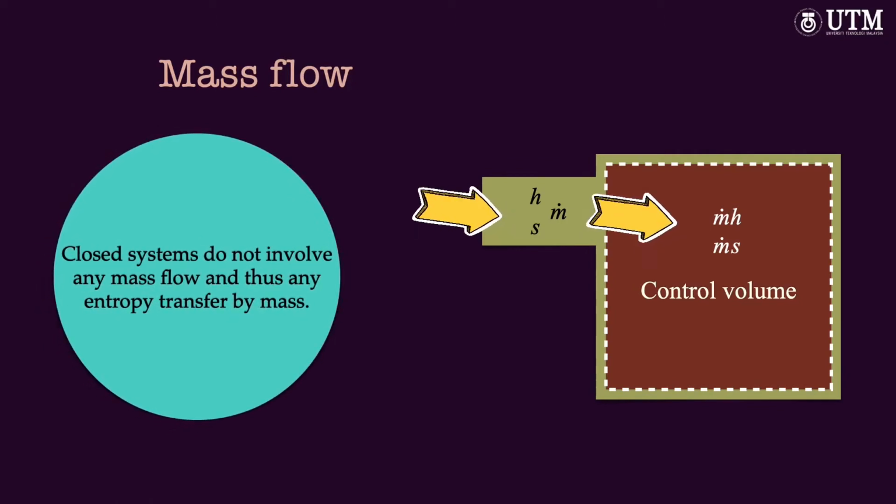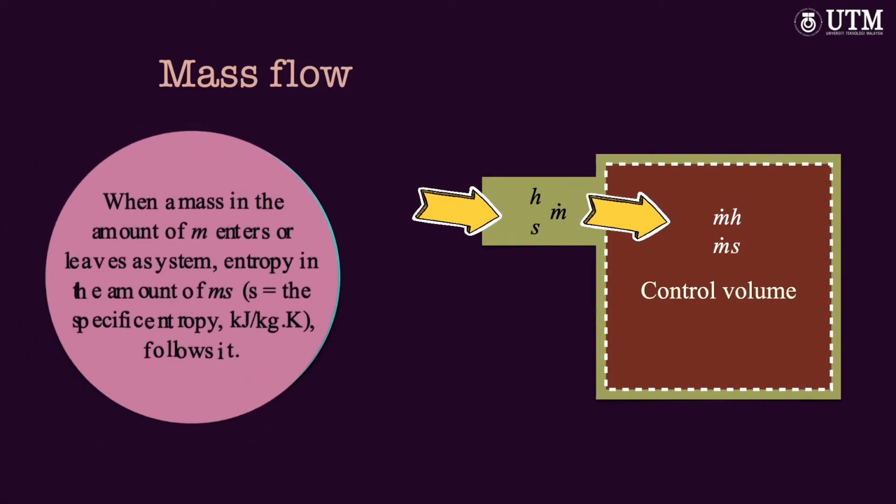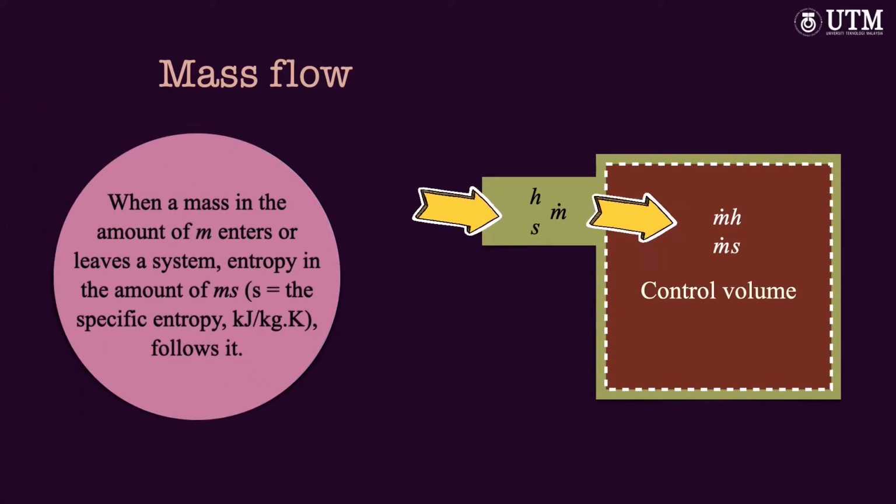When a mass in the amount of m enters or leaves a system, entropy in the amount of m s, where s is the specific entropy, follows it. Entropy transfer by mass flow is given in the following expression.